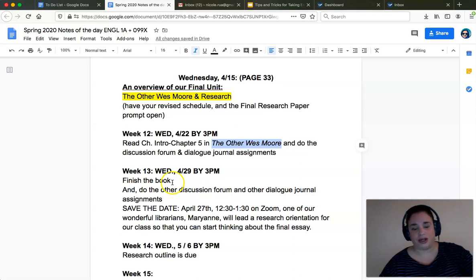You're going to finish the book. It's a pretty short book, only a little over 100 pages, and I hope you enjoy it as much as I do. It's a true story about two men with the same name and how they have very different paths in life. It really connects to a lot of the themes we've been talking about throughout the semester, so it's a good way to cap off our semester. You're going to do the same kind of thing, with a different topic for the discussion forum and another dialogue journal.